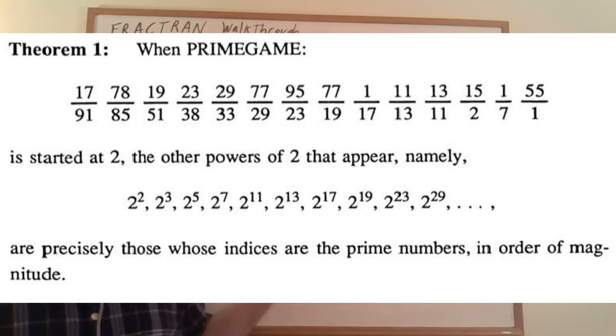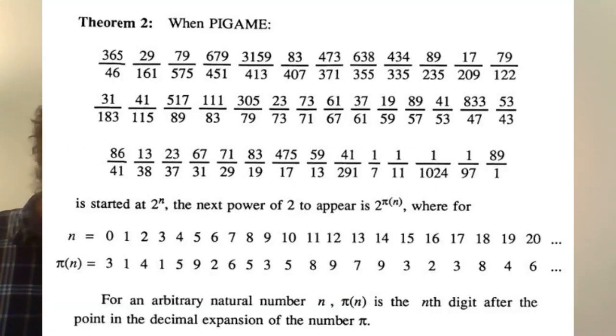This program is going to, you just start it off with the input 2, and then you'll run the program, and every so often the number that we're at is going to wind up being a power of 2. And if you look at those powers of 2, it's just going to be primes. Similarly, there's also a program that runs infinitely that prints out the digits of pi.